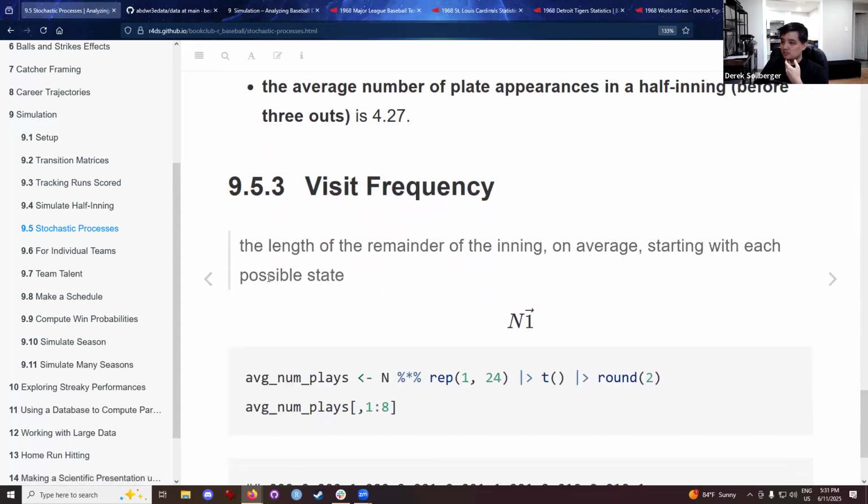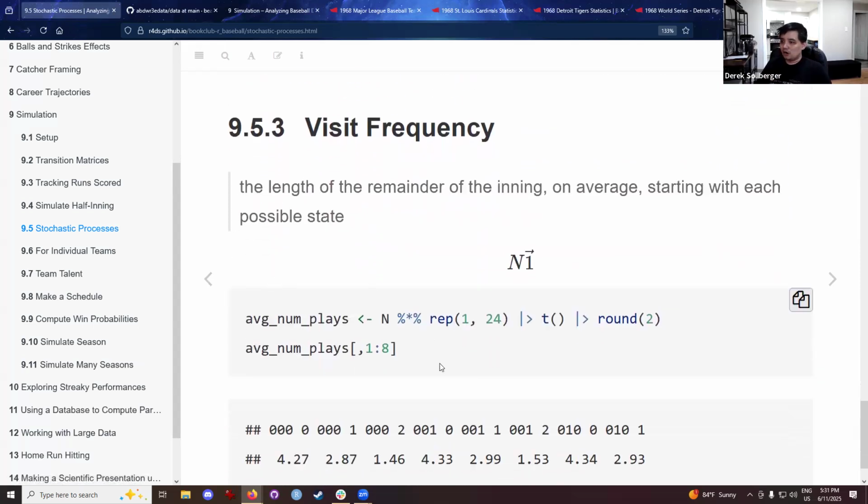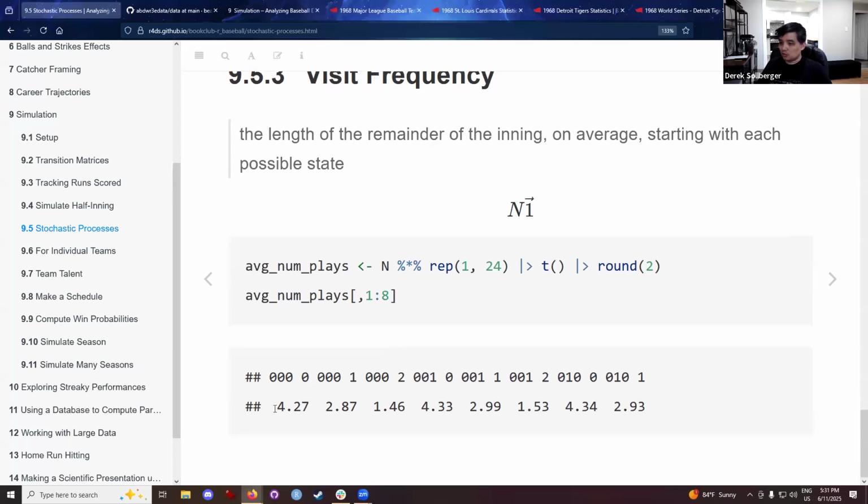All right, so visit frequency. You want to get a sense of how often some of these 24 states occur. You can multiply by a vector of 1s. And if you think about what an average is, adding up a bunch of numbers, dividing by however many numbers there are, this multiplying by a vector of 1s does something pretty similar. So you could get the average number of remaining plays from each state. For example, if there's a person on first with 0 outs, we actually might increase how long the remainder of the inning will be.